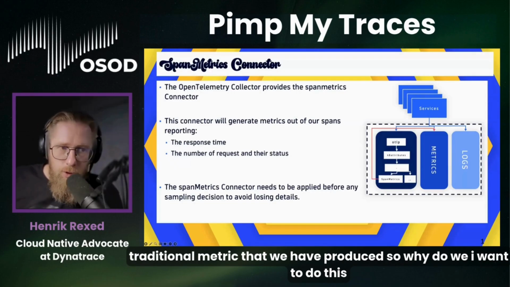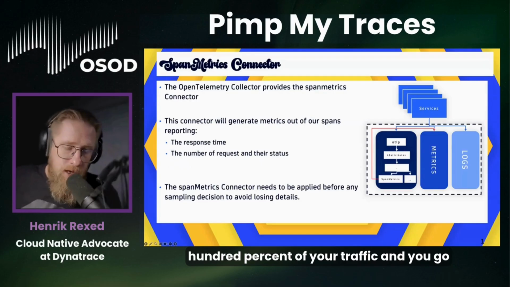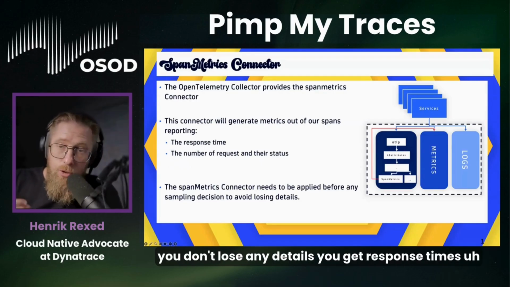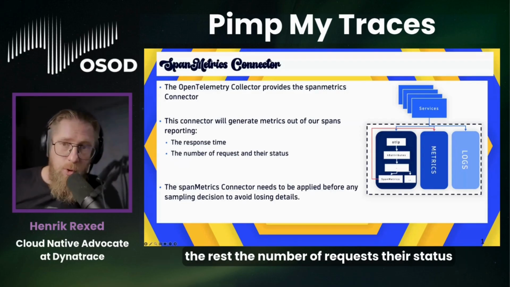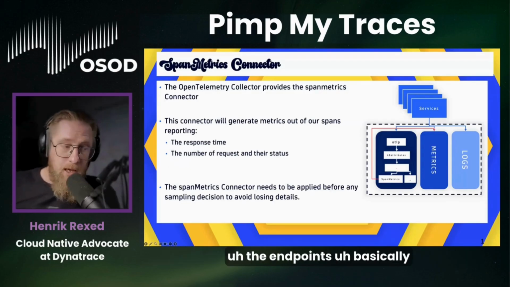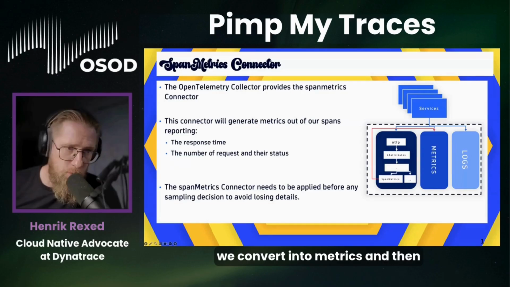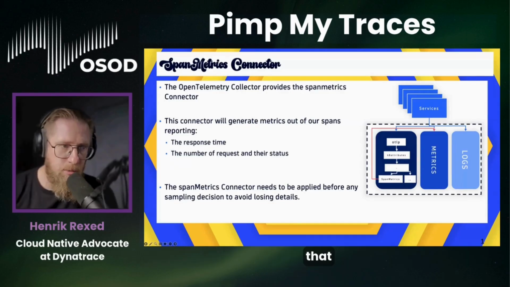So why do we want to do this? Well, because before you actually sample, you take 100% of your traffic and you go through the spanmetrics connector, and that will get you basically all of it. You don't lose any details. You get response times, the number of requests, their status, the endpoints, basically everything. So what we want to do is, for every trace that comes in, we convert it into metrics, and then once it's been converted, let's figure out how we want to sample that.